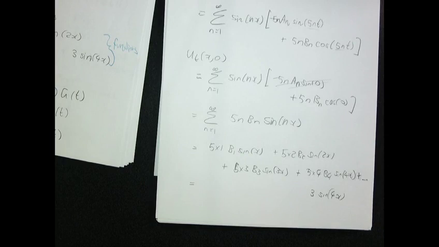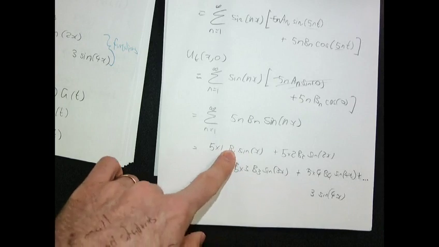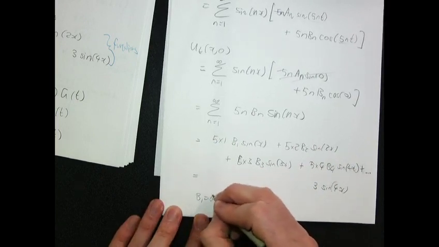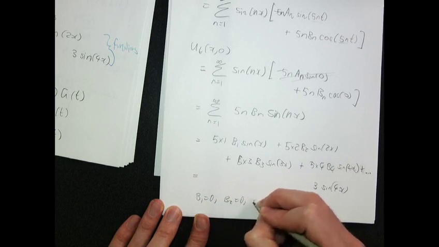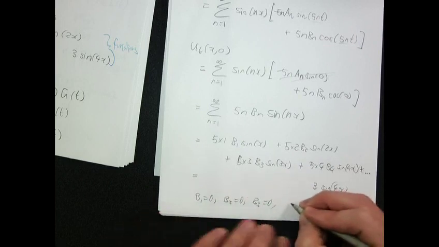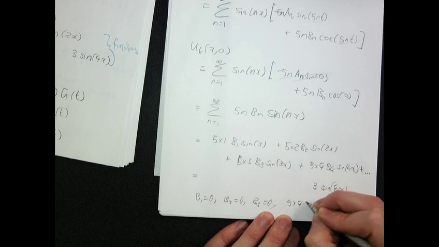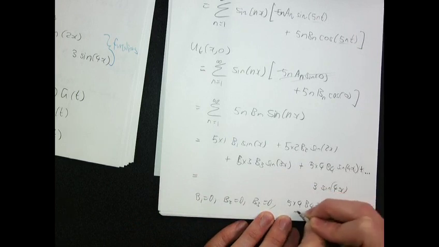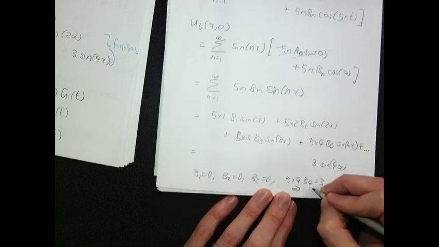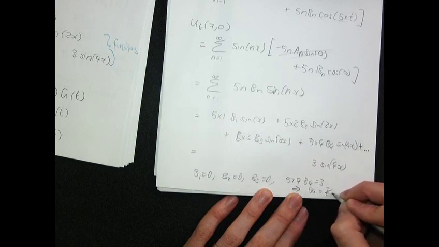So, I don't have a sine x, so b1 must be 0. I don't have a sine 2x, so b2 must be 0. I don't have a sine 3x, so b3 must be 0. I do have a sine 4x, so 5 times 4 times b4 must be 3. So I've got that b1 is 0, b2 is 0, b3 is 0, and 5 times 4 times b4 must be 3, which means that b4 is 3 on 20. And then all the rest of them are 0 as well.